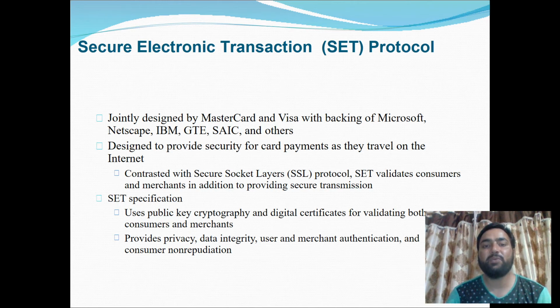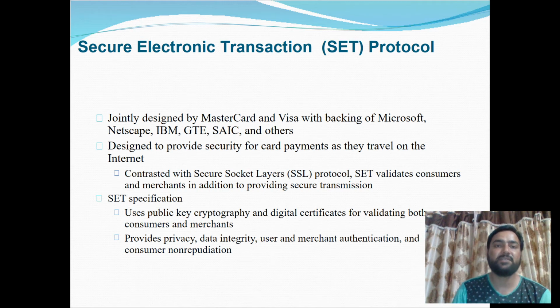It is designed to provide security for card payments as they travel on the internet, as the information of these cards travels over the web for particular transactions. So to protect that, the SET protocol is designed.